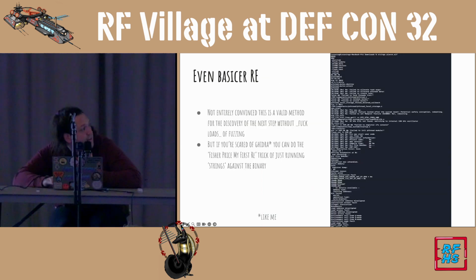If you really are scared of Ghidra like I was, you can also just run strings against the binary. I don't know that this is actually a valid way to do reverse engineering, quite frankly, or I don't want to say invalid, but perhaps not time efficient. Because trying to figure out which of these strings is potentially a Wi-Fi network or password seems like you are going to be fuzzing for a very long time.